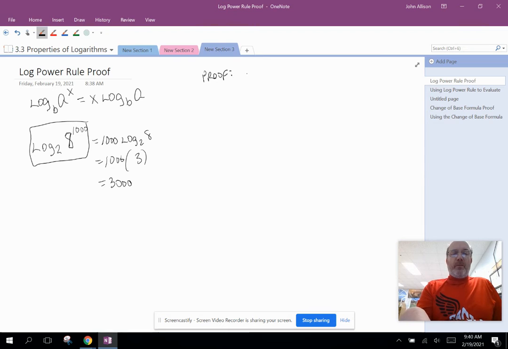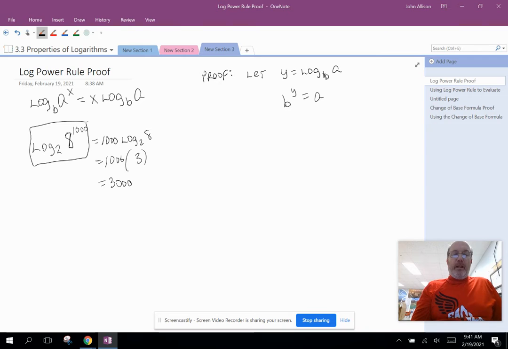Okay, so the proof. Let's let y equal log base b of a. If I convert that to exponential form, I get b to the y equals a.